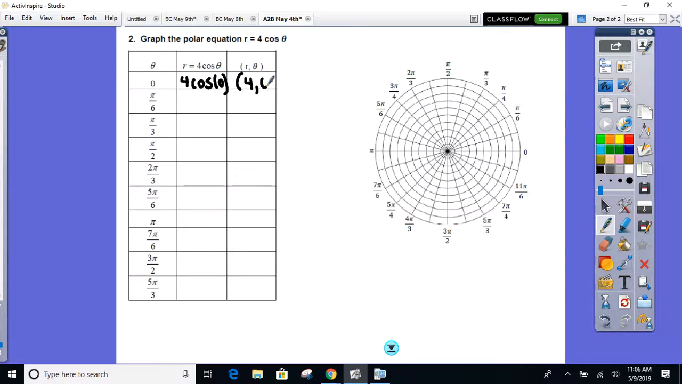0. So our first point, would you guys rather just list them all or graph them as we go? List them, then graph them? Okay, that's fine. Your preference. So 4, 0 is our first point. All right, what about pi over 6? So now I'm going to go 4 cosine, and now you guys are going to do pi divided by 6.